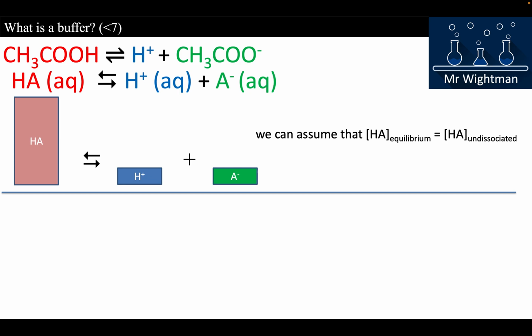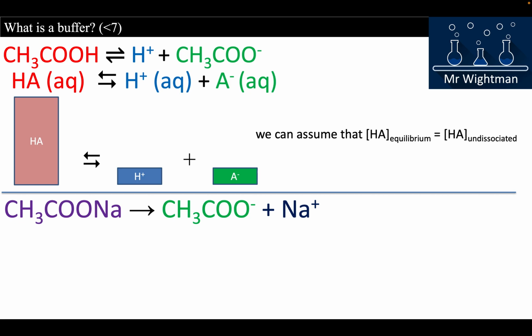So we can assume that the HA concentration at equilibrium will be the same as the HA concentration undissociated. So whatever value they give us for HA, we just ignore the fact that it does decrease a little bit when it turns into H plus and A minus.